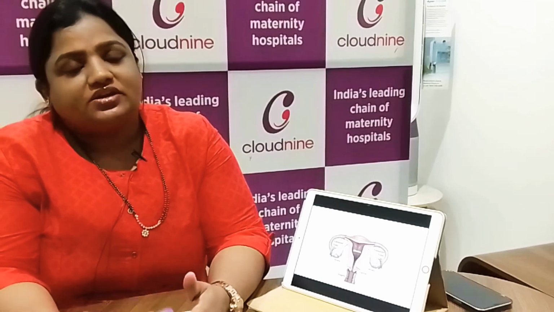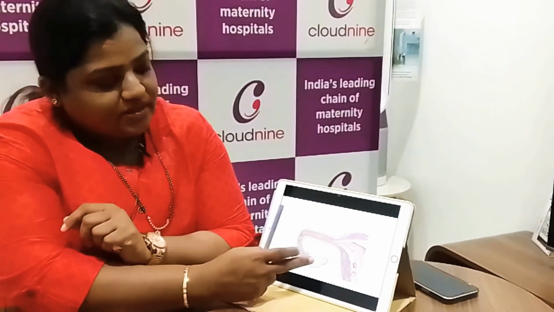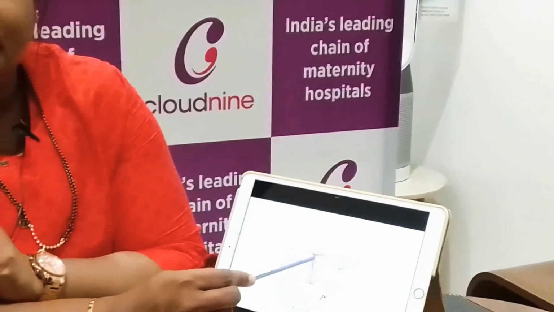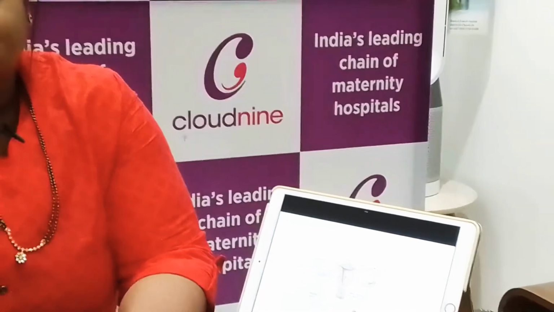What happens in intrauterine insemination is that we deposit semen directly in the uterine cavity. In an intrauterine insemination cycle, there are two parts. One is ovulation induction, the other is intrauterine insemination. In ovulation induction, we give tablets or injections to the woman to help her ovulate 2 or 3 eggs instead of the 1 egg that she usually ovulates naturally.